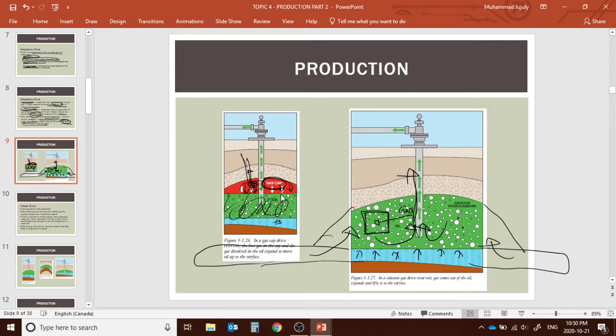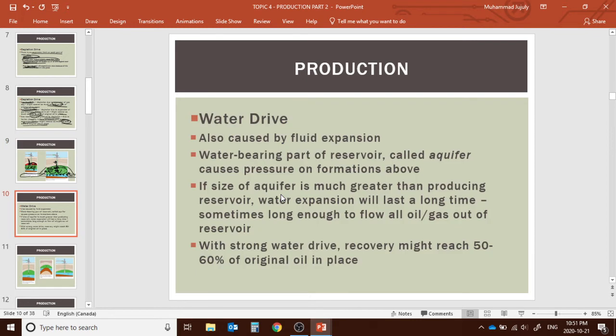So if it creates more pressure from the bottom, then you can have more oil naturally. It works. This is called the water drive. It is also caused by fluid expansion, and the water-bearing part of the reservoir, called the aquifer, causes the pressure in the formation above. Just exactly what I told you. With strong water drives, the recovery might reach 50 to 60% of the original oil in place.